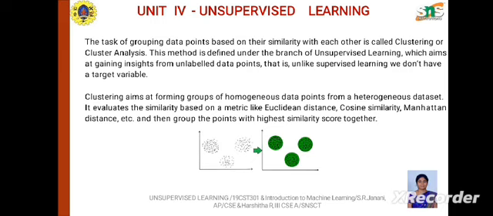Clustering aims at forming a group of homogeneous data points from a heterogeneous data set. It evaluates similarity based on a metric like Euclidean distance or cosine similarity, and then it forms a group of points with the highest similarity scores together. The diagram represents the clustering formation.